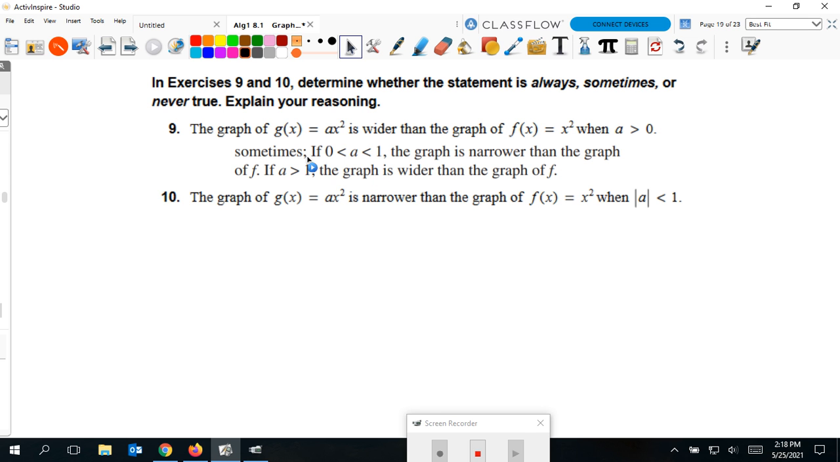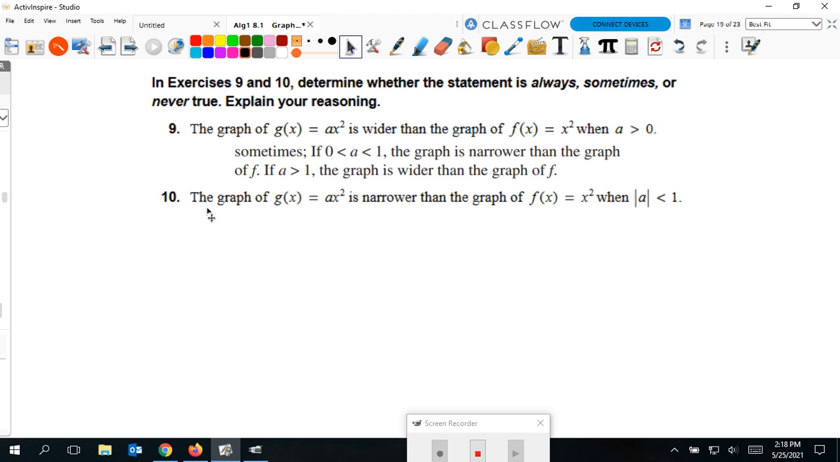It's sometimes. The graph is narrower when a is greater than 1, but when it's between 0 and 1, we can know it's going to be a wider graph. So sometimes that would be true.